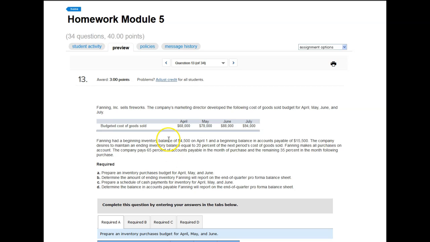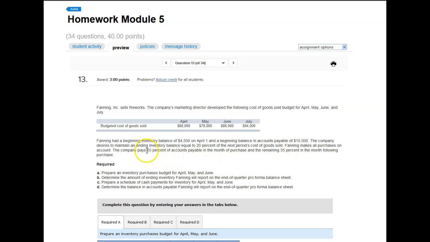They do say also that they had beginning inventory of $4,500 on April 1st. So April 1st, beginning inventory, $4,500. Also, a beginning balance in accounts payable of $15,500. We're going to need this for Part C.